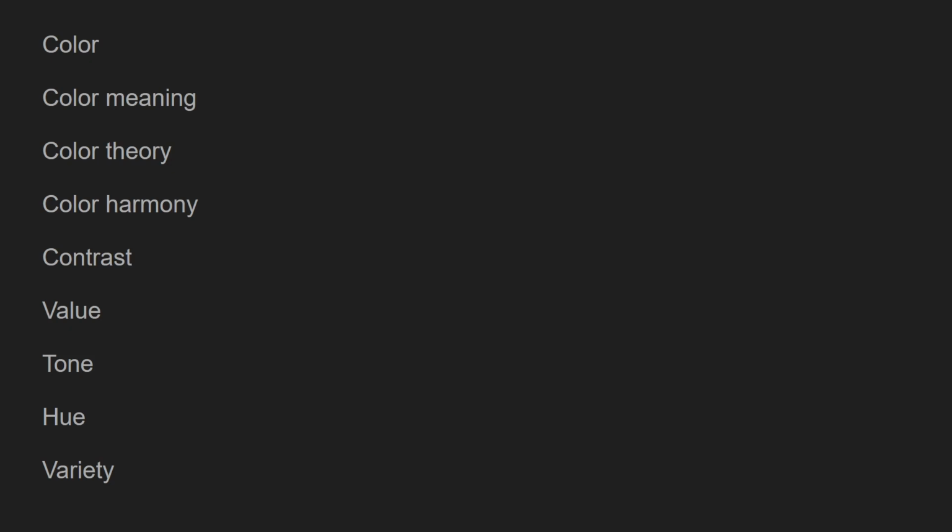You can contrast it both with the value and with the coolness value and the heat, cold and hot. Next would be color theory.